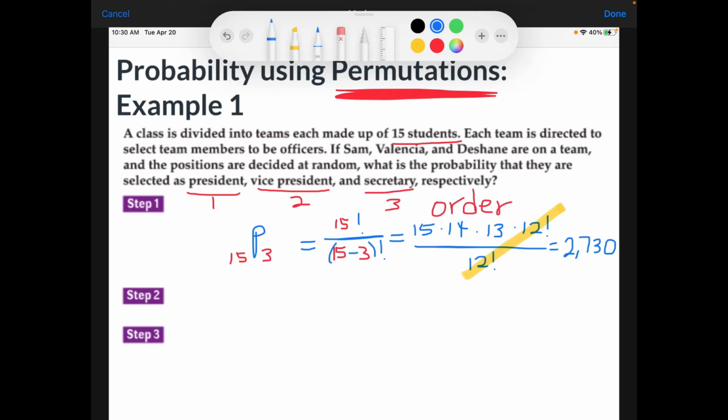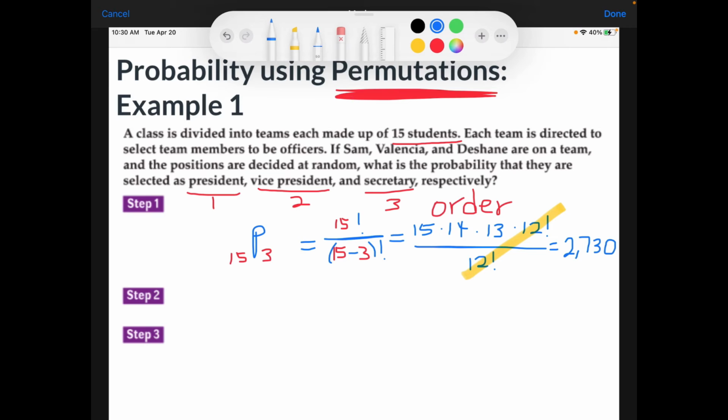But the only one that they want is president, vice president, and secretary in that specific order. What are the chances that it would be in that order specifically in this specific situation? What is the probability of this happening? So the number of favorable outcomes is the number of permutations of the 3 students in their specific positions. This is just 1. 1 out of 2,730 would be our favorable situation.